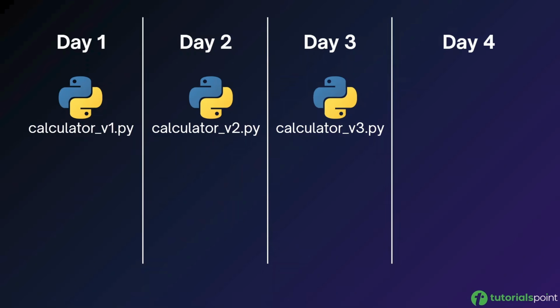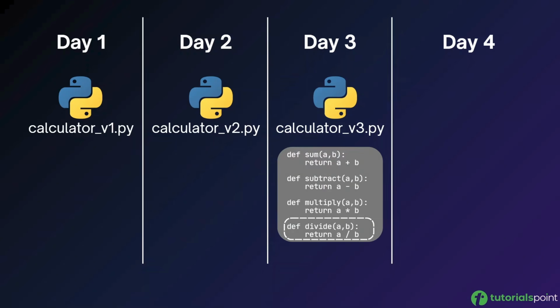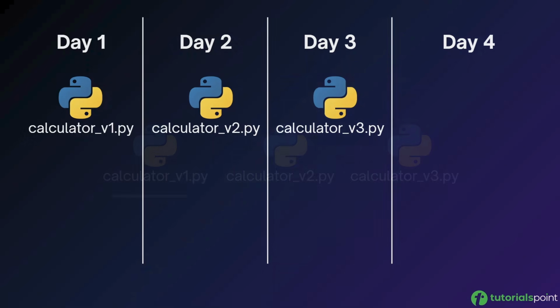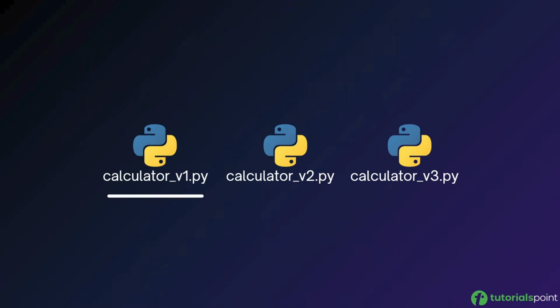Now, on day 4, you want to show your calculator program to your friends. But you do not want to show them the divide function because it's incomplete, as you have not added a condition where a number cannot be divided by 0. But now you are stuck with three different files: calculator version1.py, calculator version2.py, and calculator version3.py.